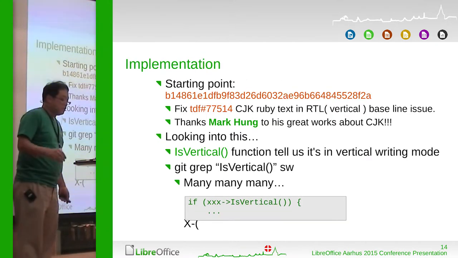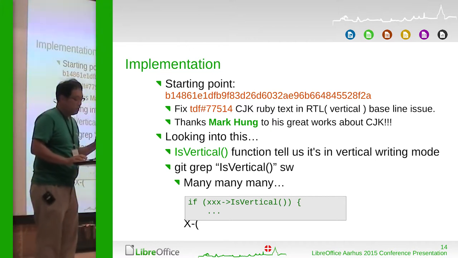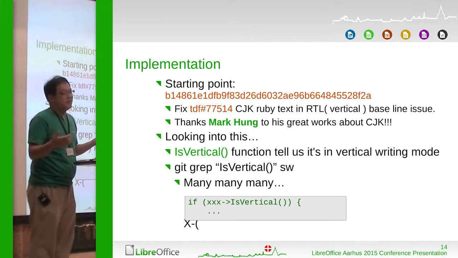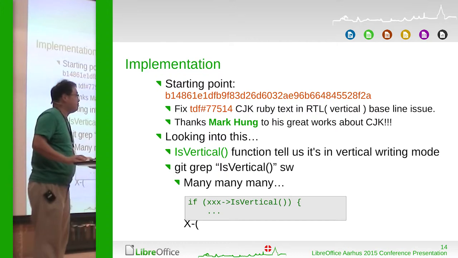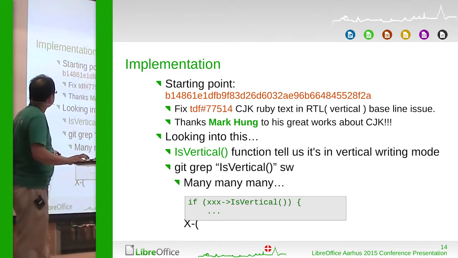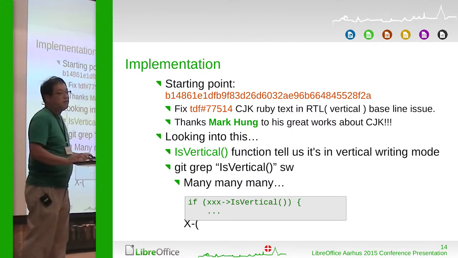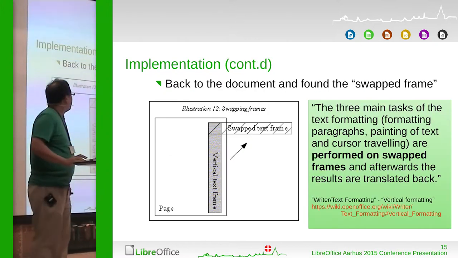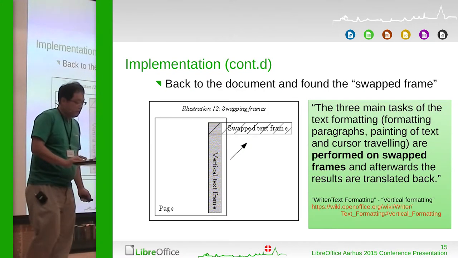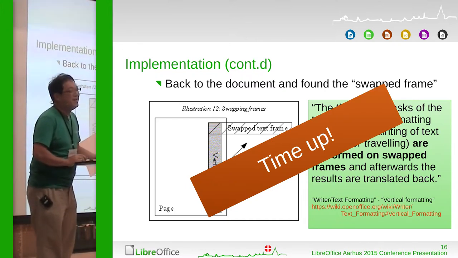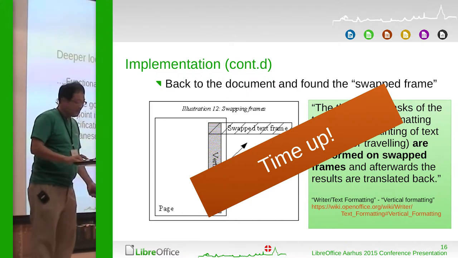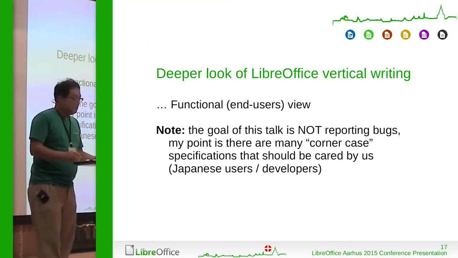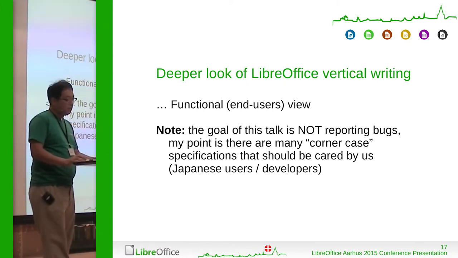As for the implementation, I cannot tell anything about this. I just want to say that it is a little hard to find out where vertical writing is implemented. It is very, very hard. I just checked commits related to fixing vertical writing bugs, but it's very, very complicated. I also tried to check the documentation, but I ran out of time yesterday. So I have to check later. Some mentoring is welcome, to review vertical writing more deeply.